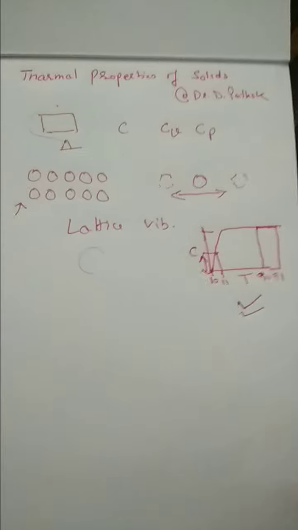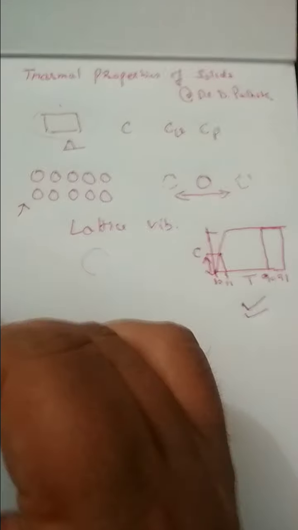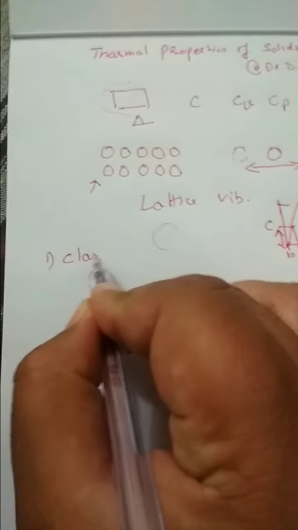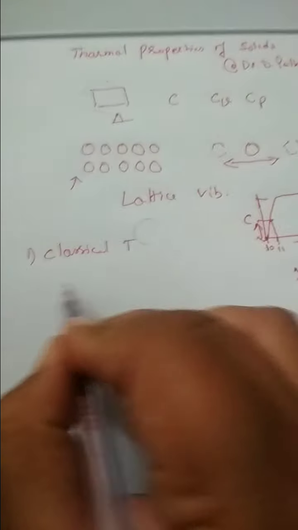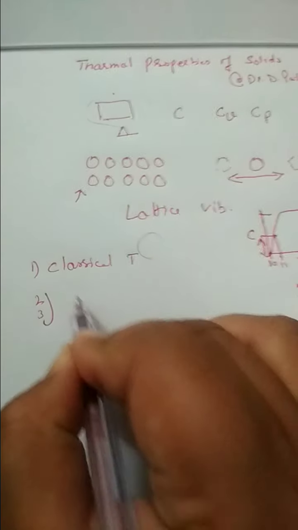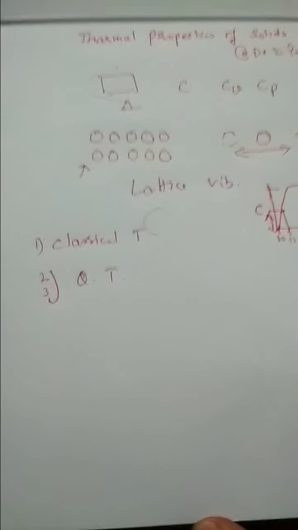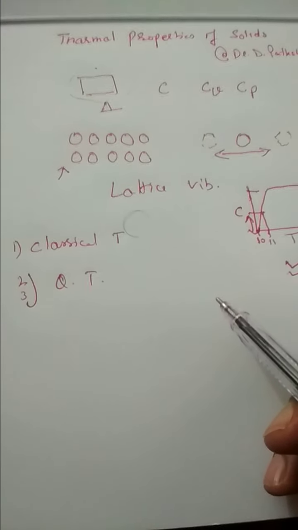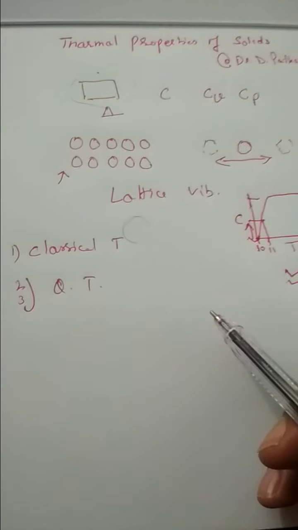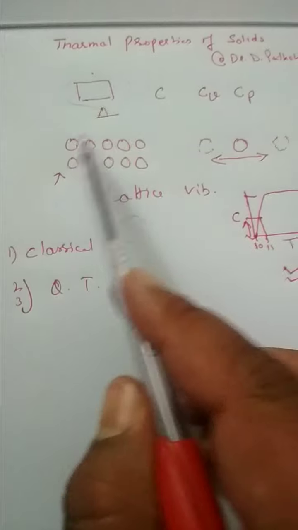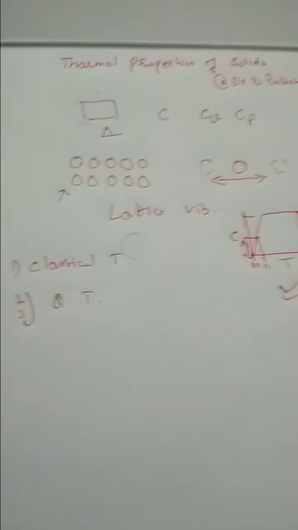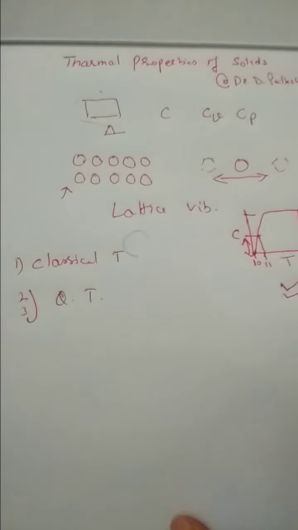To understand this further, three different theories were given. The first theory is the classical theory, and the second and third are quantum theories. Now when the atoms vibrate, they may vibrate independently, or there may be dependence. And when the energy transfers from one atom to the next atom, that can be either continuous or quantized, meaning either the energy can have any value or some quantized value.